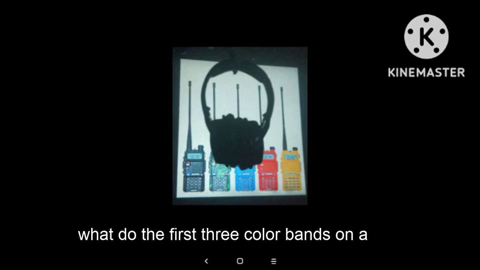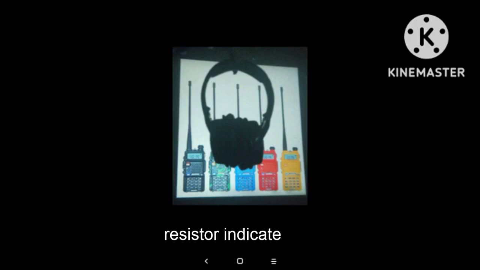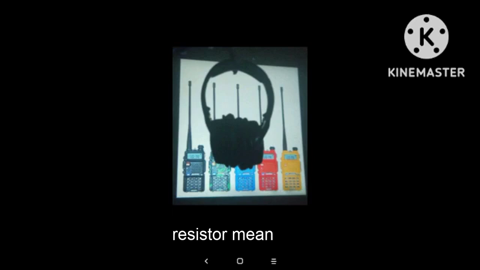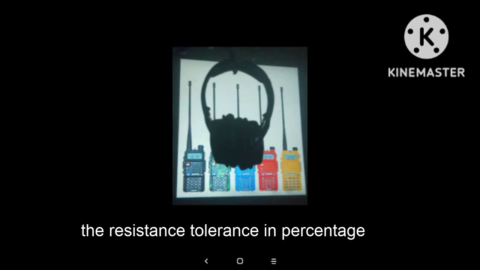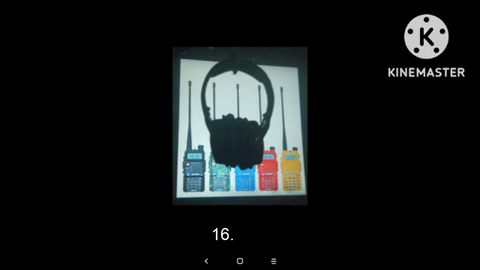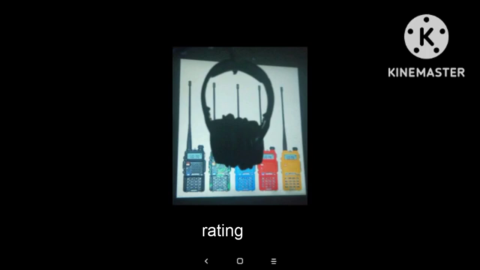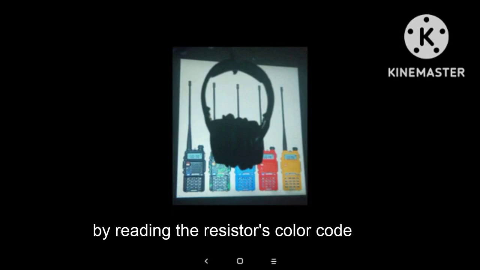14. What do the first three color bands on a resistor indicate? The value of the resistor in ohms. 15. What does the fourth color band on a resistor mean? The resistance tolerance in percentage. 16. How do you find a resistor's tolerance rating? By reading the resistor's color code.